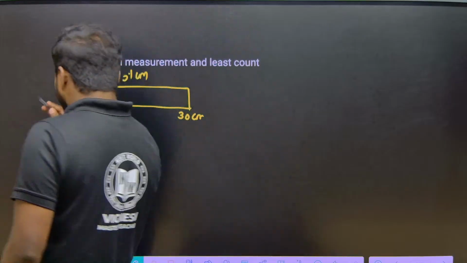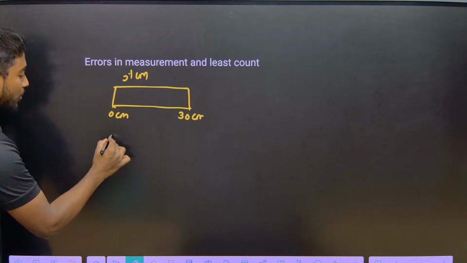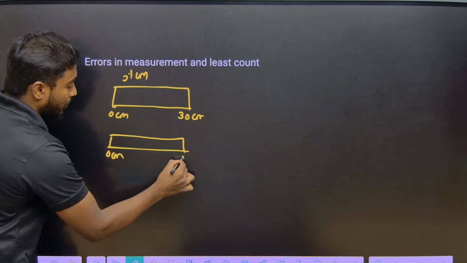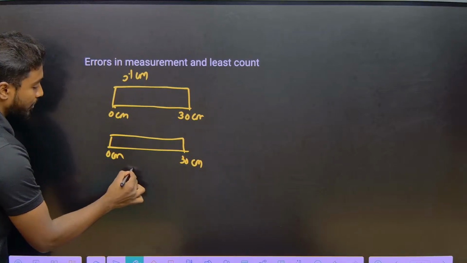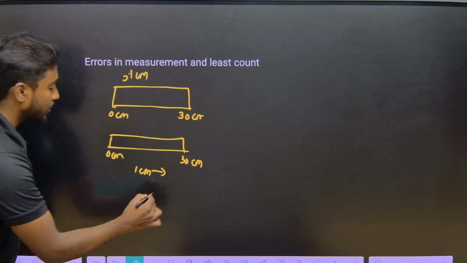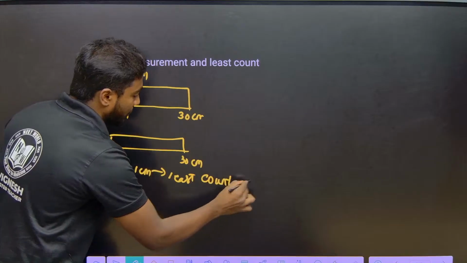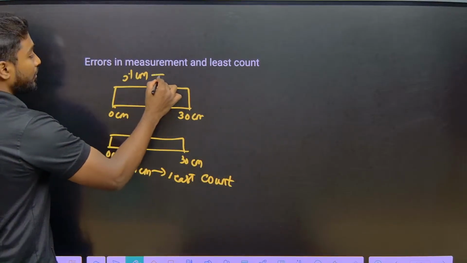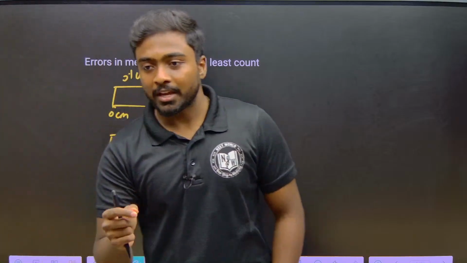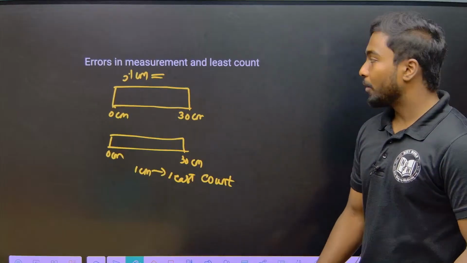Suppose I am taking a scale which has centimeters only, like 1 centimeter. So I can measure only 1 centimeter, and I can say this is the least count. Here it is 0.1. So the minimum amount of measurement which I can measure from the given instrument is called the least count.